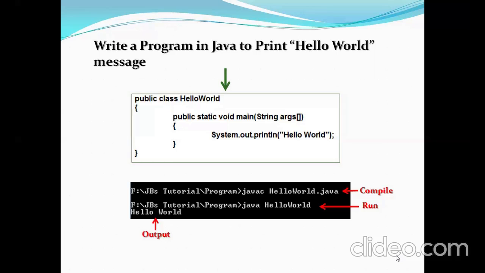For compilation, what we have to write? We have to write javac HelloWorld.java. And for running the program, what we have to write? We have to write java HelloWorld, the file name, and we will get the output.